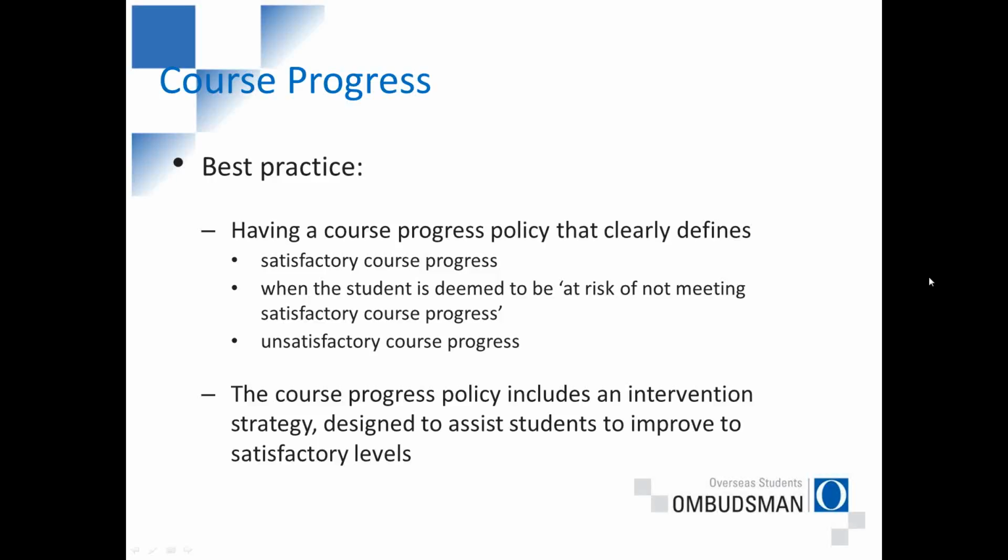So the intervention strategy is really the key thing. It doesn't have to be a single strategy. It may be a number of strategies that are implemented, and it's designed to assist students. When a student is identified as being at risk, an intervention strategy, or strategies in the plural, are put into place to help that student improve and avoid being reported, because obviously nobody wants to see a student having to be reported for poor course progress.